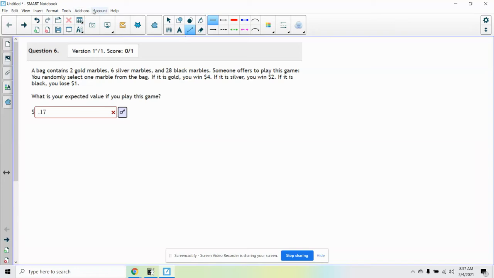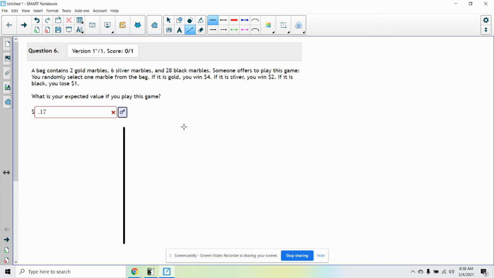Okay, so this is question 6 of the set you sent me. It says a bag contains 2 gold, 6 silver, and 28 black marbles. Someone offers to play this game. Randomly select 1 marble from the bag. If it is gold, you win 4. If it's silver, you win 6. And if it's black, you lose 1. What's the expected value? Every single time you have an expected value problem, I like to draw this chart.